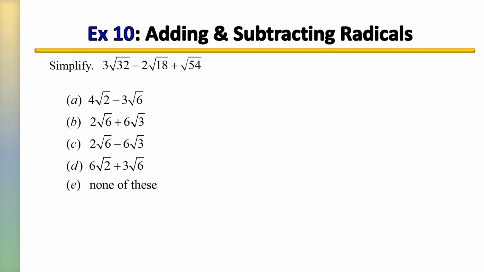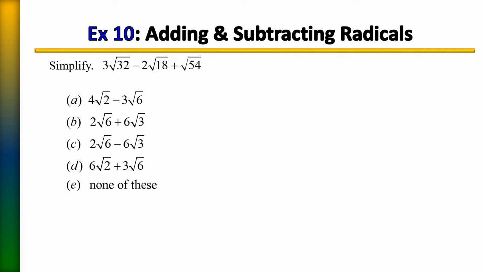In this example, we're going to add and subtract radicals. First thing you should do is take a look at the radicand, which is the number underneath the radical symbol. For the first term, I have a 32. Second term, I have an 18. Last term, I have a 54. Since none are the same, they are not like radicands. So once you notice they are not like radicands, you have to then look inside to find the perfect square inside each.